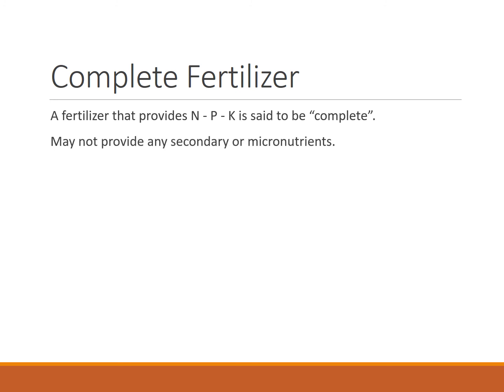It doesn't matter whether the fertilizer provides any of the secondary nutrients like calcium, magnesium, and sulfur, or any of the 8 micronutrients that we already discussed. If the fertilizer provides a source of nitrogen, phosphorus, and potassium, we call that fertilizer complete.